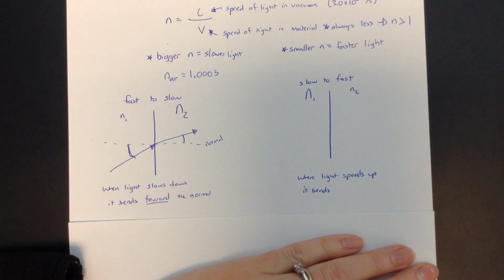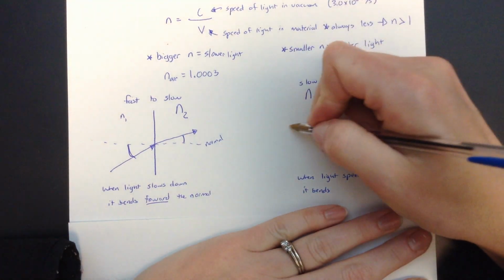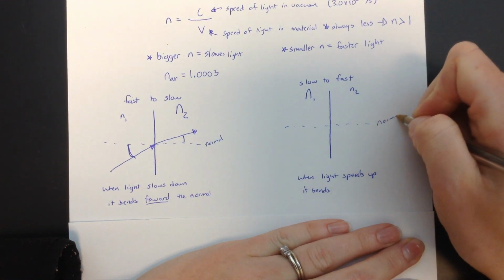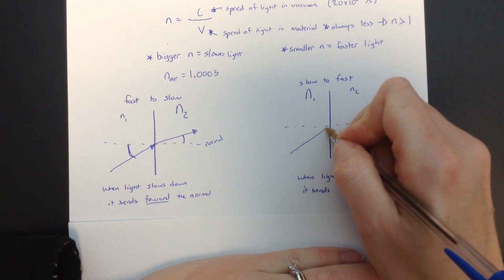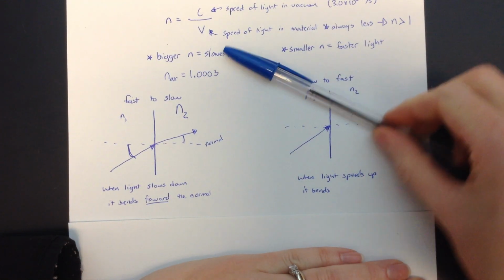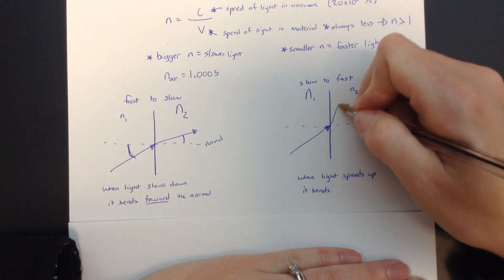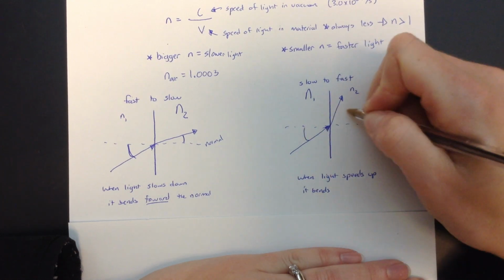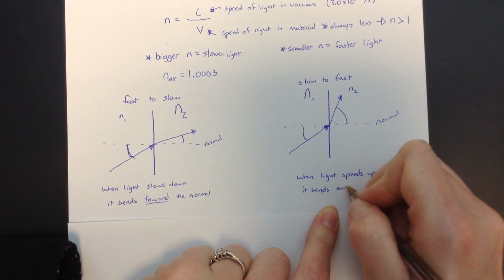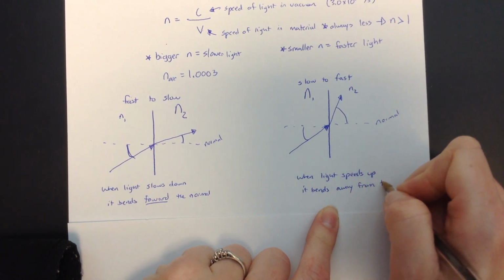When it's going from slow to fast, we still have to have our normal line here, that straight line. This is our normal. And when it comes in this way and gets to speed up, this side speeds up first, and so it bends this way. So here we've got a bigger angle. So when light speeds up, it bends away from the normal.